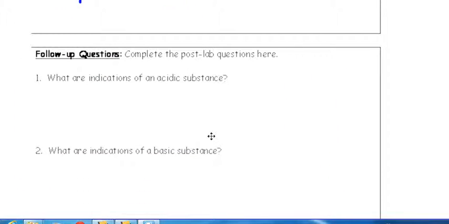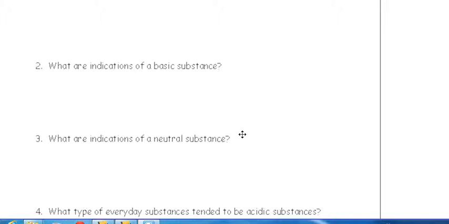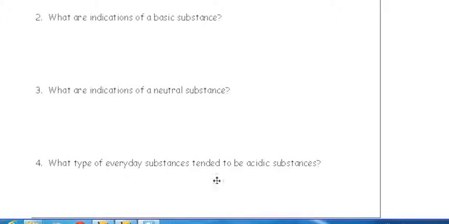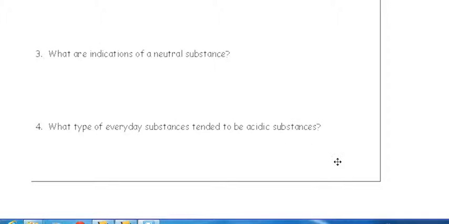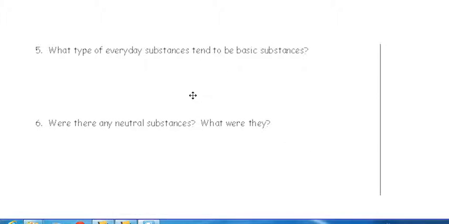Okay? Then follow-up questions. What are indications of something that's acidic? What are indications of a basic substance? What are indications of a neutral substance? And then after the lab here, what type of everyday things tend to be acidic? So in your daily life, what are things that tend to be acidic? And then the second last question here, what type of things tend to be basic in your everyday life? And then in the lab here, were there any things that were neutral? What were they? So that gives you an idea of everyday neutral things.